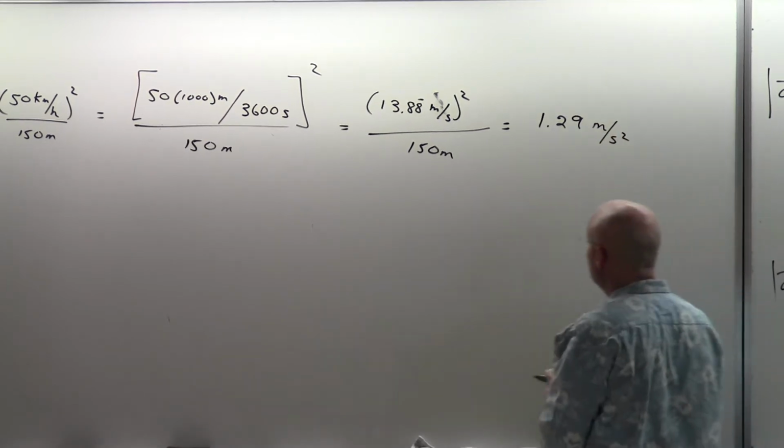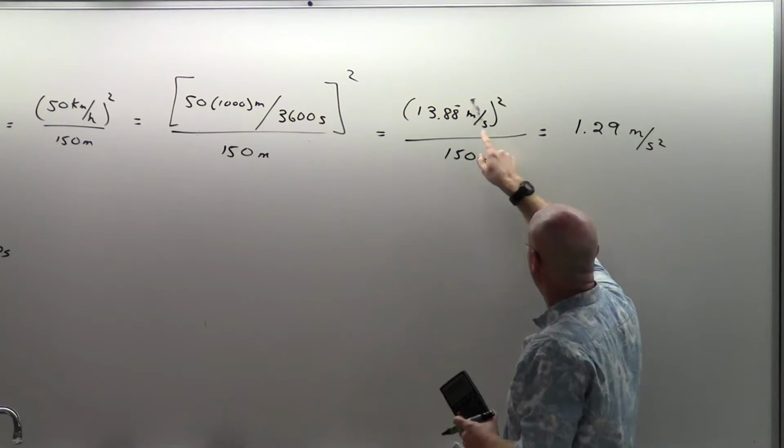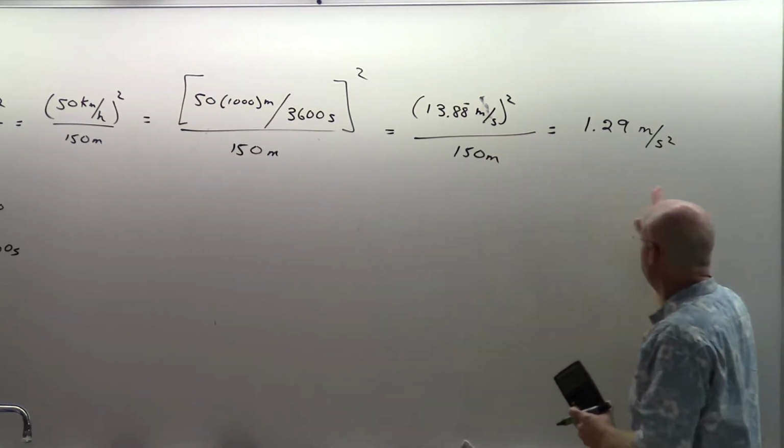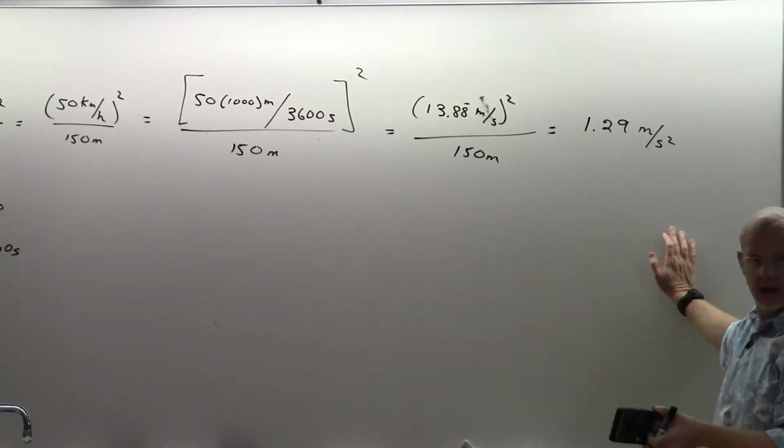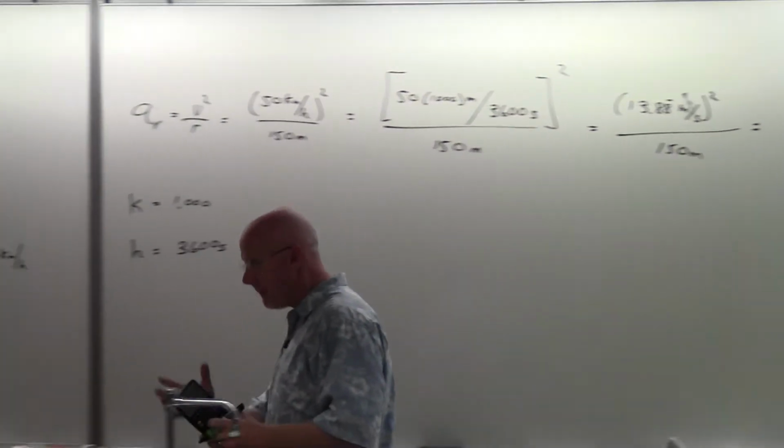And let me just see what the units come out to be. Meters squared divided by meters is a meter per second squared, which is perfect. Isn't that the unit for acceleration? And so it does match. Not a surprise, it should. That's, again, back to our chapter 1.